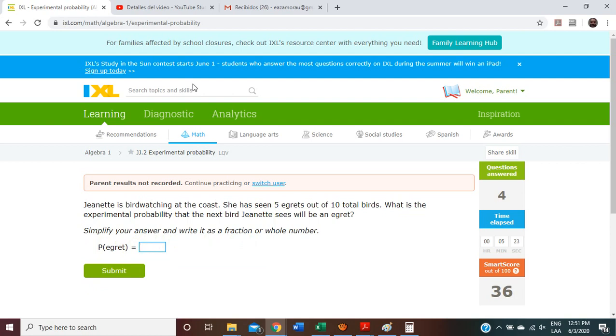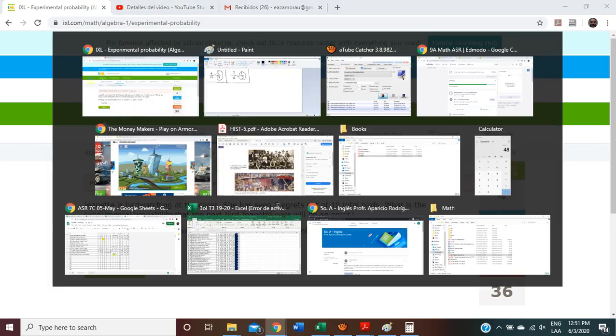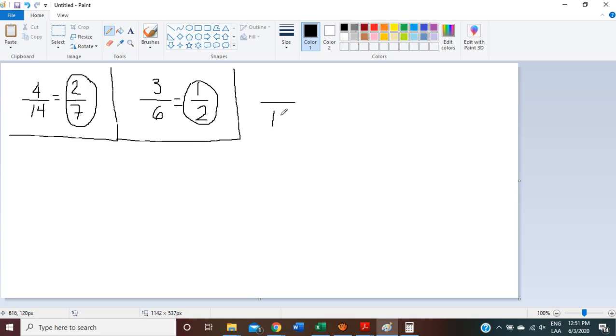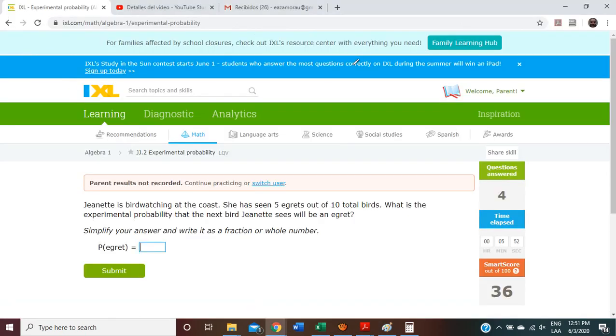Jeanette is bird watching at the coast. She has seen 5 egrets out of 10 total birds. What is the experimental probability that the next bird Jeanette sees will be an egret? Okay, so it is pretty easy. We said that the total is 10. 5 of them have been egrets, and so it equals 1/2 again. So the answer is 1/2.